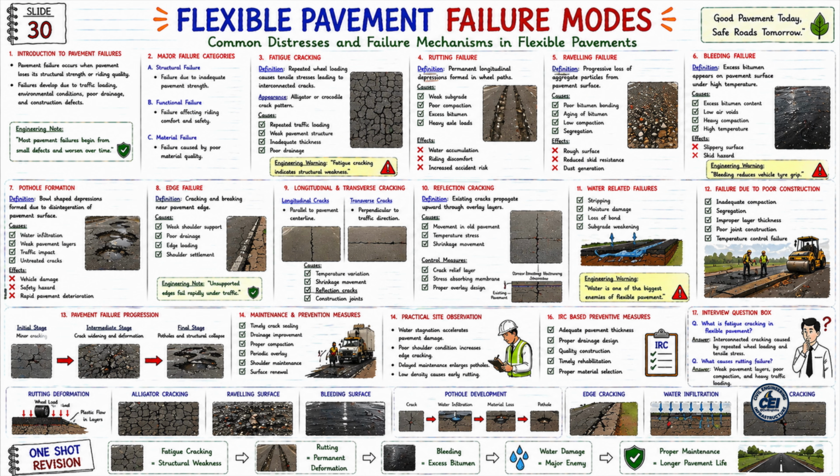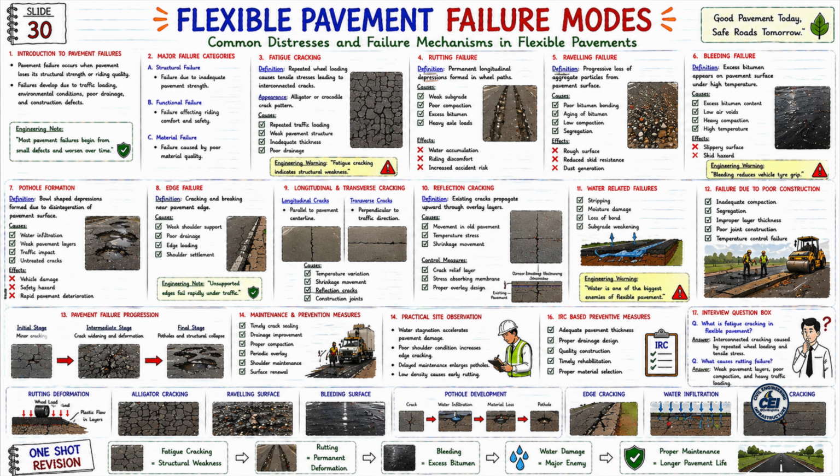Now let us look at the third topic. Fatigue cracking. Develops due to repeated wheel loading. Repeated tensile stress produces interconnecting cracks. Its appearance resembles an alligator or crocodile crack pattern. Now look at the causes. Repeated traffic loading. Weak pavement structure. Inadequate thickness. Poor drainage. Now see engineering warning below. Fatigue cracking indicates structural weakness. And this is the most common structural failure of flexible pavement.